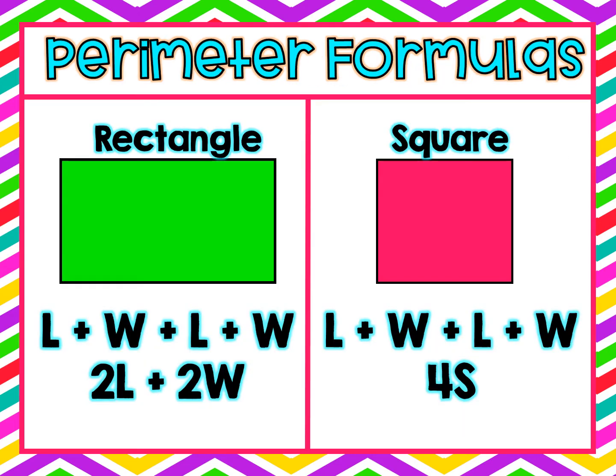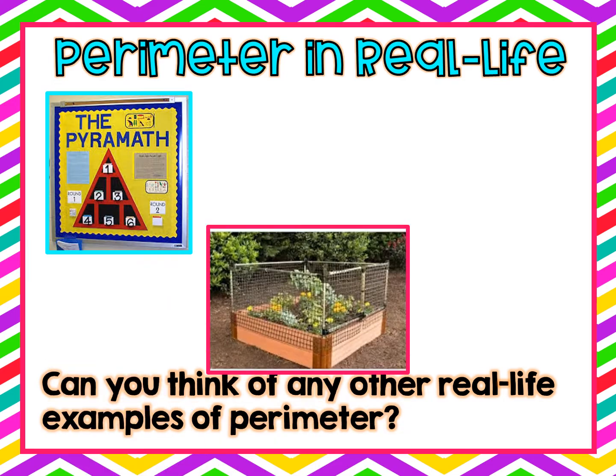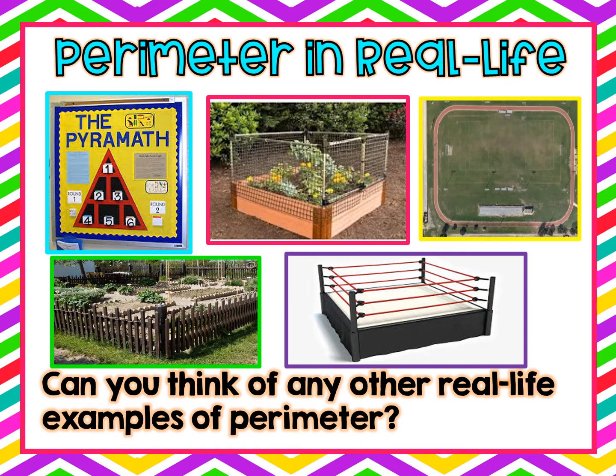Perimeter formulas. Length plus width plus length plus width, or 2L plus 2W for a rectangle. Length plus width plus length plus width, or 4S for a square. These are some real-life examples of perimeter. Can you think of any other real-life examples of perimeter?